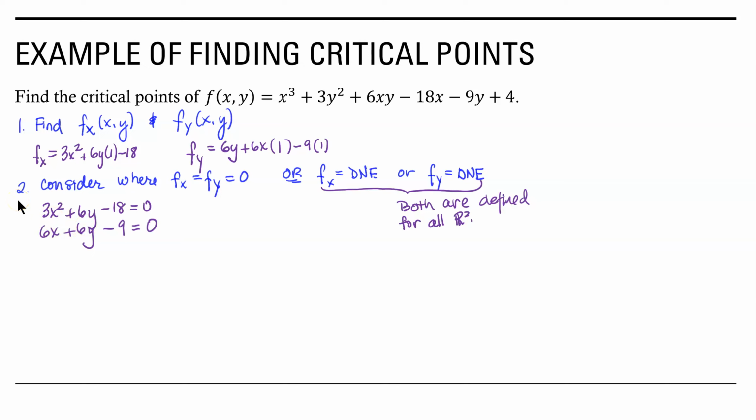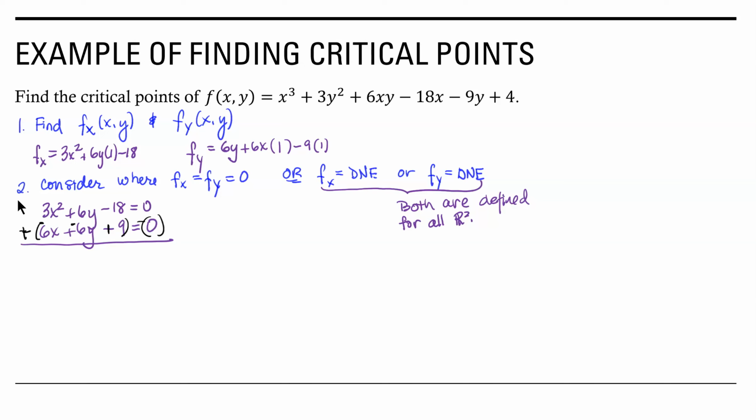So what I'm going to do is subtract these two equations. I'm going to subtract the second equation from the first equation. Now, when I do that, I can distribute that subtraction and turn it into addition. So this becomes a negative 6x, this becomes a negative 6y, and this becomes a positive 9, just making it easier to keep track of our signs.